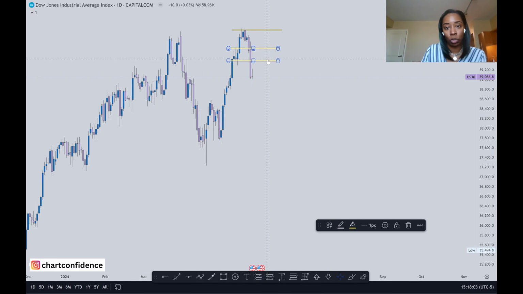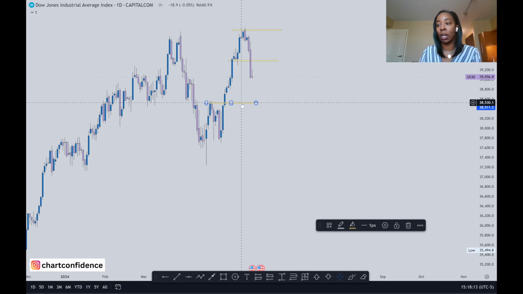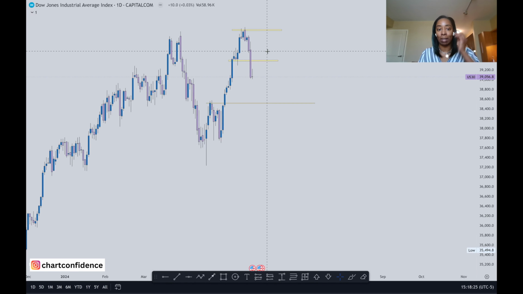Also, I want to clone this again, and I do want to mark off this level, we're going to put it right here around 38,500, mainly because this was a resistance level that formed inside of the market, and price could potentially come down to this level before bouncing up.